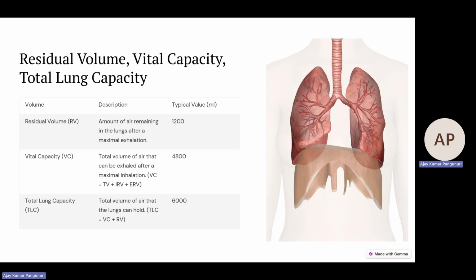Vital capacity is the total volume of air that can be exhaled after maximal inhalation. That is, vital capacity is equal to tidal volume plus inspiratory reserve volume plus expiratory reserve volume. That is 4800 ml. Total lung capacity is the total volume of air that the lung can hold. That is, TLC is equal to vital capacity plus residual volume. That is 6000 ml.